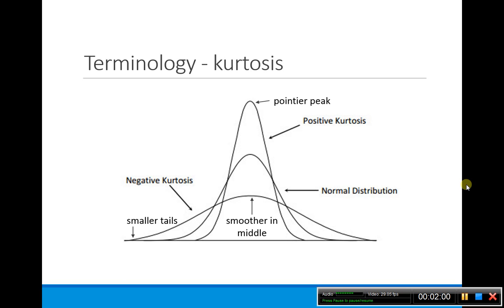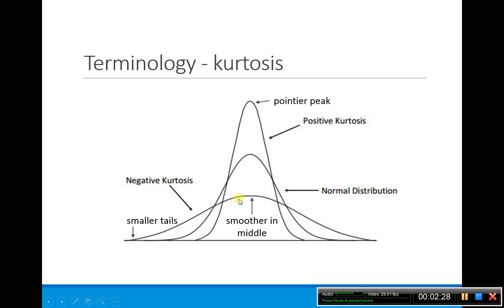Another terminology that helps us think about how far away from normal we are is what's called kurtosis. So here, this is our standard normal distribution. Sometimes we could have a pointier peak. This is called having a positive kurtosis. So you have a pointier peak and it's basically skinnier and pointier.